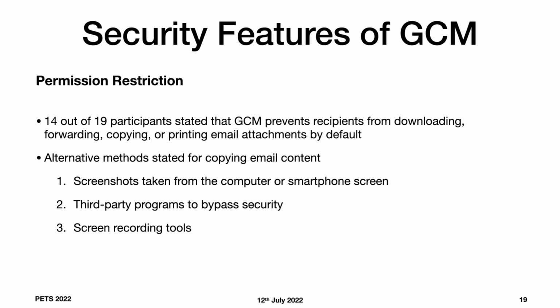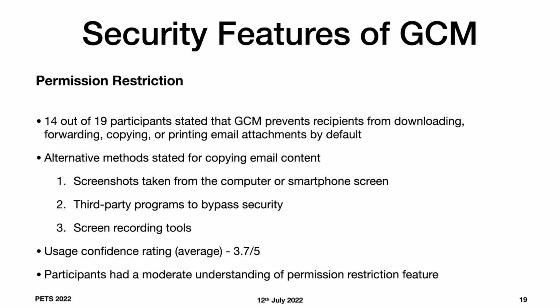These include screenshots taken from the computer or smartphone screen, third-party programs to bypass security, and other screen recording tools. Our participants' average confidence rating in using this feature was 3.7 out of 5. So our participants had a moderate understanding of the permission restriction feature. A few of them did not know how the permission restriction feature works, but the majority used it since it is provided by default.